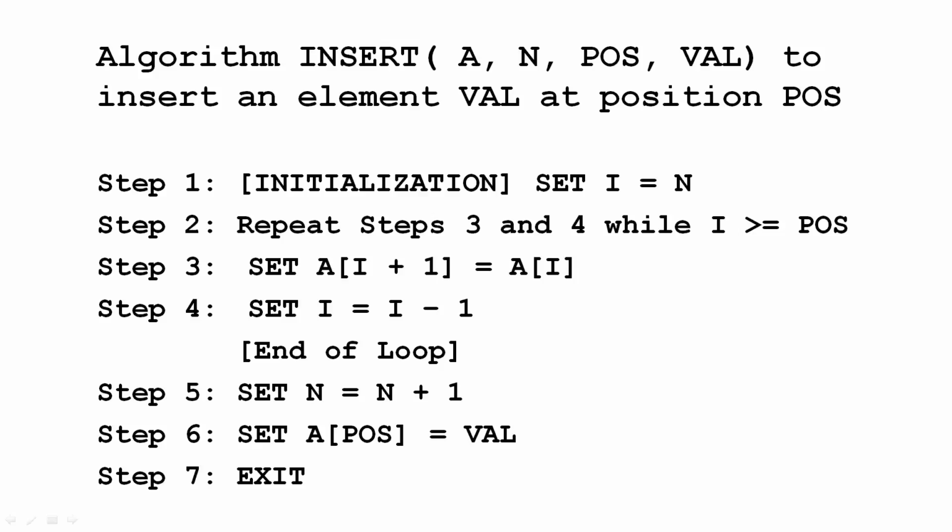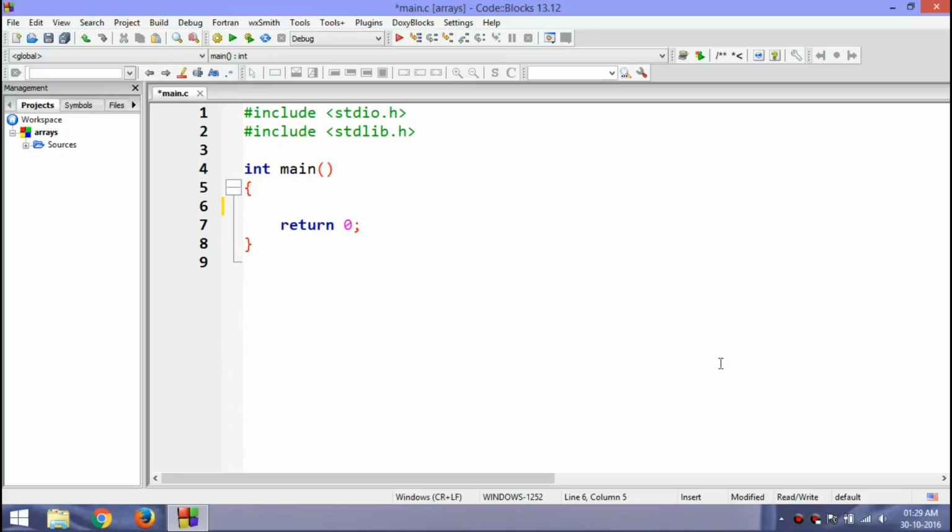n doesn't mean the actual length of the array, but it will tell the position of the last element. So, in a way, I can say that it is the length of the array. Then, I will insert the element val at position pos, which I need to do in the program, and end the program. Let's finally make our program now.